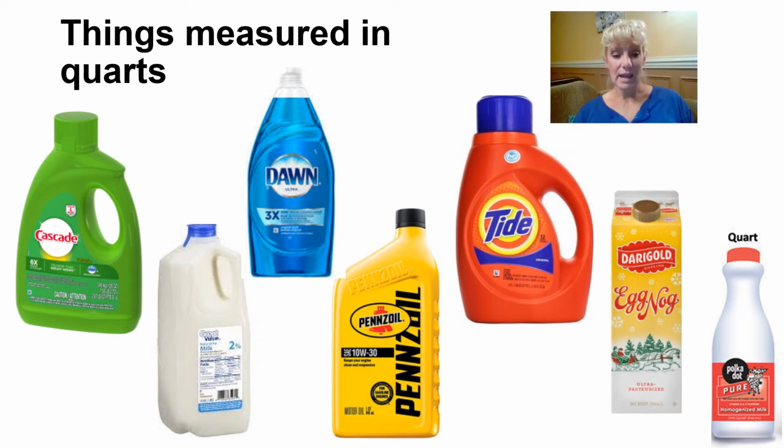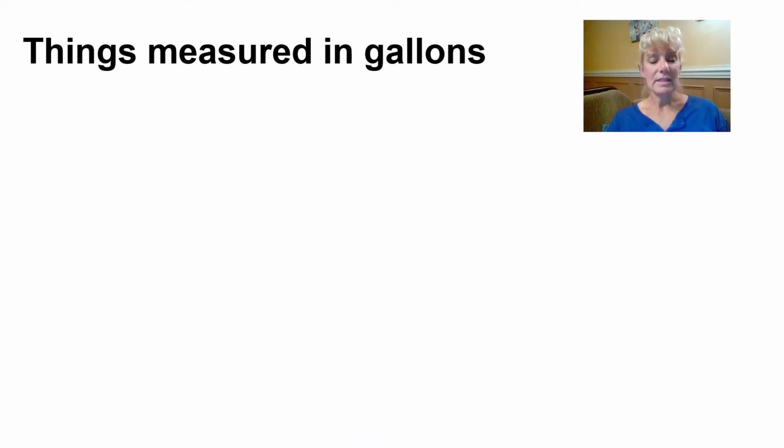So remember, we had 2 cups in a pint. Well, in a quart, 2 pints equal 1 quart. So if we have 2 pints in one of these quarts right here, that means we're going to have 4 cups inside the quart. Every time you have 4 cups, you have a quart. Every time you have 2 pints, you have a quart. Keep that in mind. The next thing we have is the next largest amount for capacity, and that is gallons.